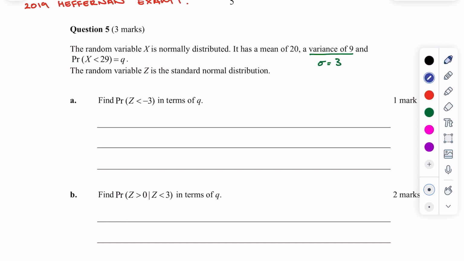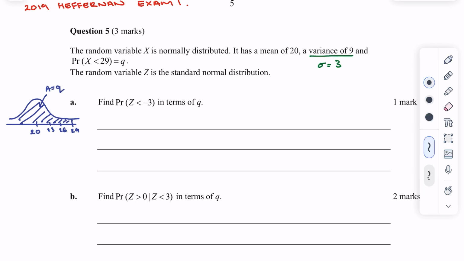What I'm next going to do just on the side here is I'm going to sketch the distribution of x, and I'm going to say 20, and then I'll have 23, 26, 29. That's 3 iterations away. And the area in here equals q.